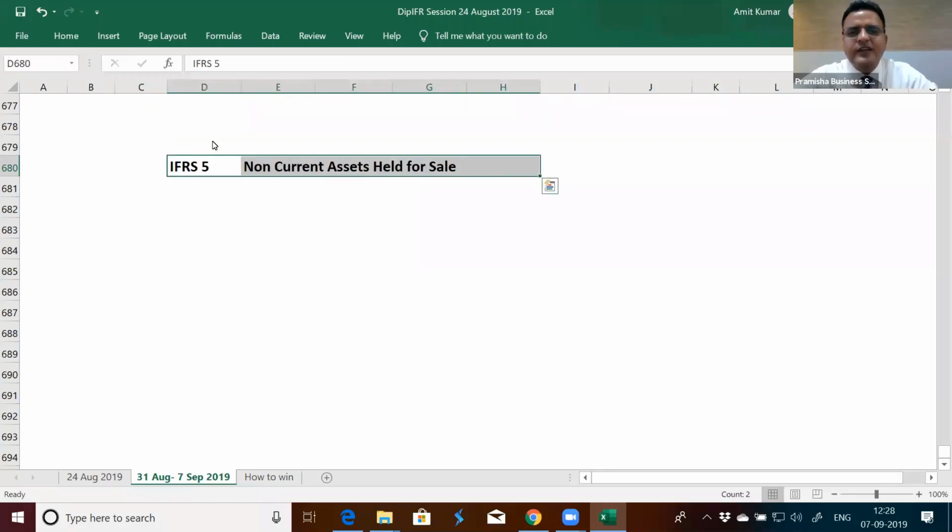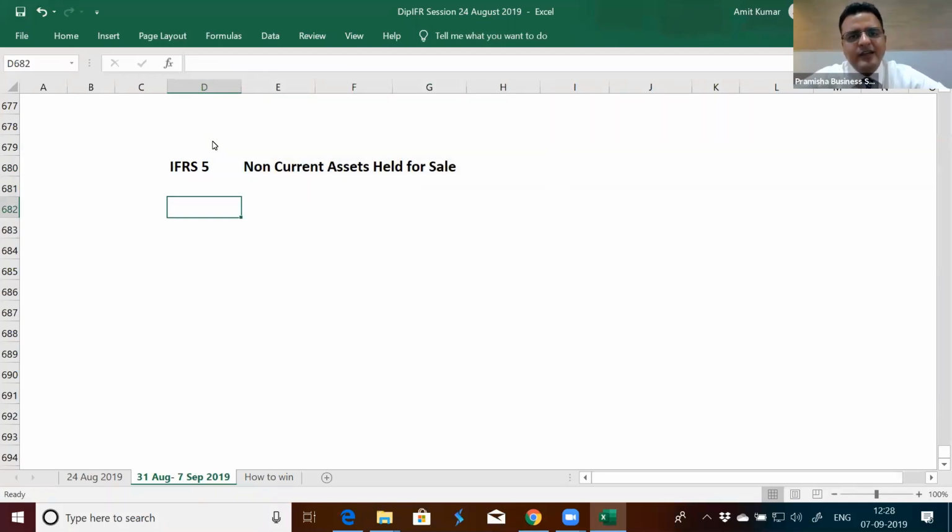Now, what if we plan to sell any asset within 1 year? Can we continue to show it as part of our fixed assets, as part of our property, plant and equipment? IFRS says that when you plan to sell any asset within 1 year, you have to show it separately under the current assets category. Why current assets? Because you plan to sell within 1 year.